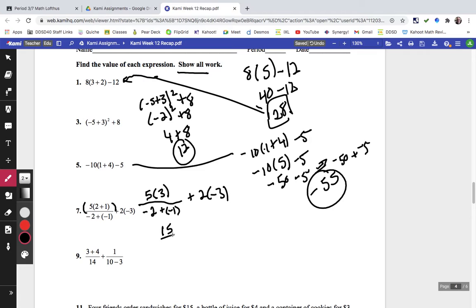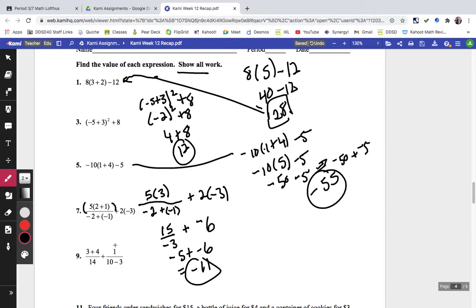We can combine these steps. We can do negative 2 plus negative 1 is negative 3, and then 2 times 3, we can do that all in this one step. It's a bit of a shortcut, but we're going to go ahead and save a little bit of space. So negative 15 divided by negative 3 is negative 5, plus a negative 6 is equal to negative 11.